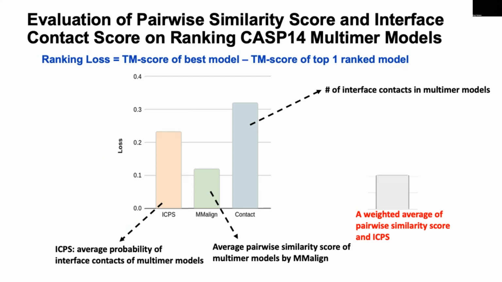You get a loss of about 0.3. If you use the interface contact score, the average probability of the interface contacts, we reduce the loss to around 0.2. Then the average pairwise similarity is substantially better than the interface contact score. It reduces the loss to about 0.12. Then we tried to combine these two to see whether we can get even better results. So we combine them, with an average weight of these two, the contact score and the pairwise similarity score, and we further reduce the loss. So we use this as our method for CASP15.